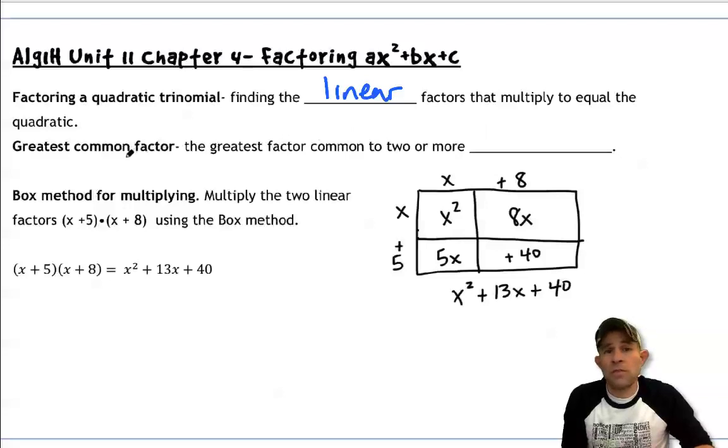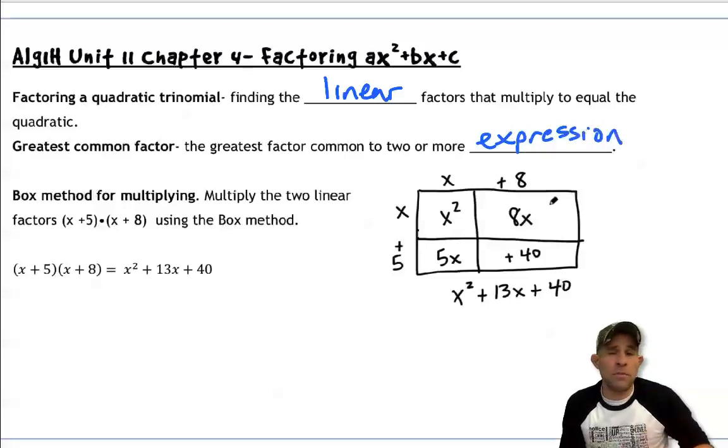In order to do this, we need to remember what the greatest common factor is. Greatest common factor is simply the factor, or the thing that multiplies into, two or more expressions. All right, now before we get into factoring, let's remember multiplying using the box method.